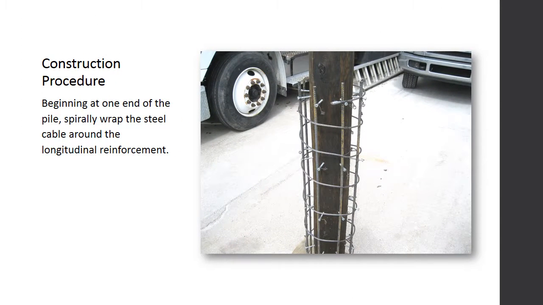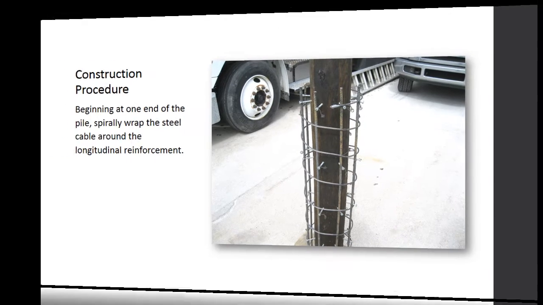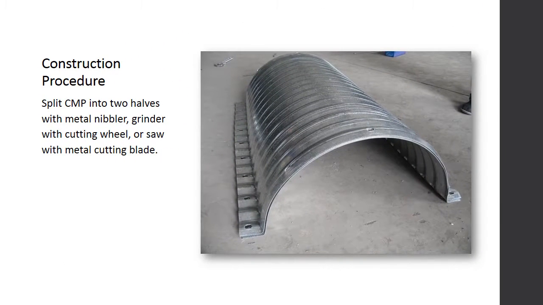Beginning at one end of the pile, spirally wrap the steel cable around the longitudinal reinforcement. Split the CMP into 2 halves with a metal nibbler, grinder with cutting wheel, or saw with a metal cutting blade. Alternatively, CMP can be purchased in 2 halves, which would eliminate this step in the procedure.